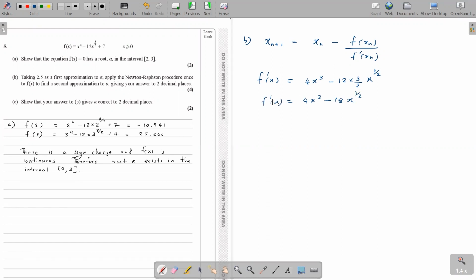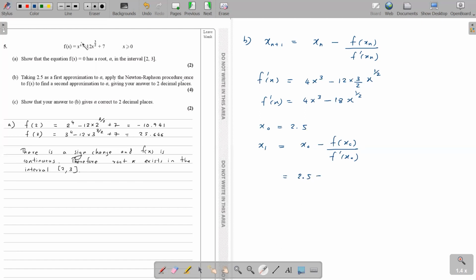Now it's time to substitute the values into the equation. The first approximation is x_0, and they have told you x_0 is 2.5. You are supposed to find x_1. So how does x_1 work? In this equation, if you replace n with 0, you get x_1 = x_0 - f(x_0)/f'(x_0). Are you with me? Okay, so x_0 is 2.5.